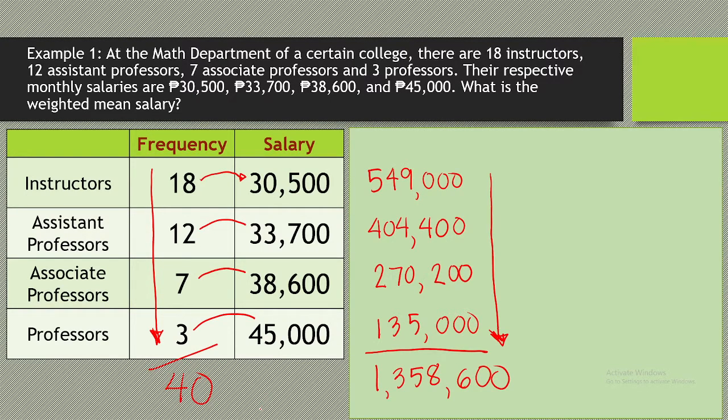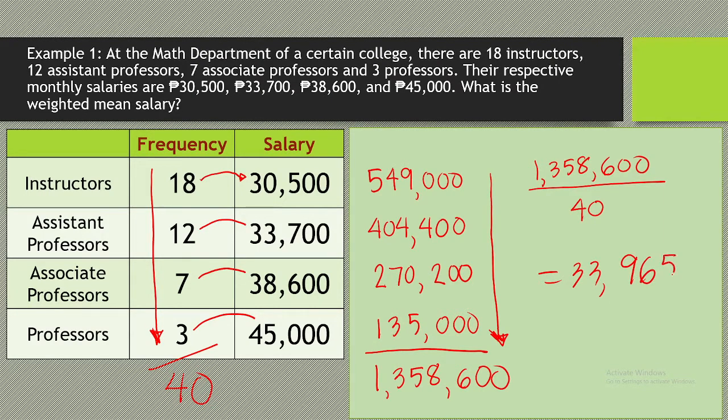So after which, take the 1,358,600 and divide that by the total weight of 40. So dividing 1,358,600 by 40, the average or the weighted mean is simply 33,965. So this will be the average weighted salary of all the teachers.